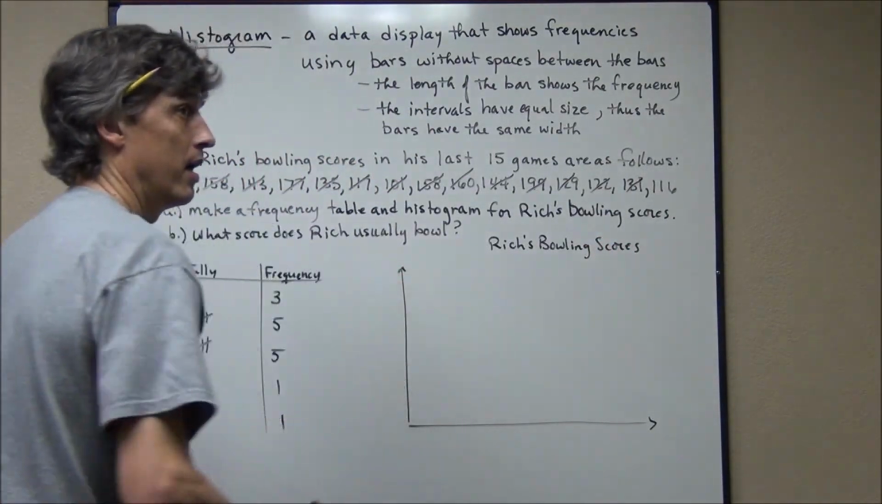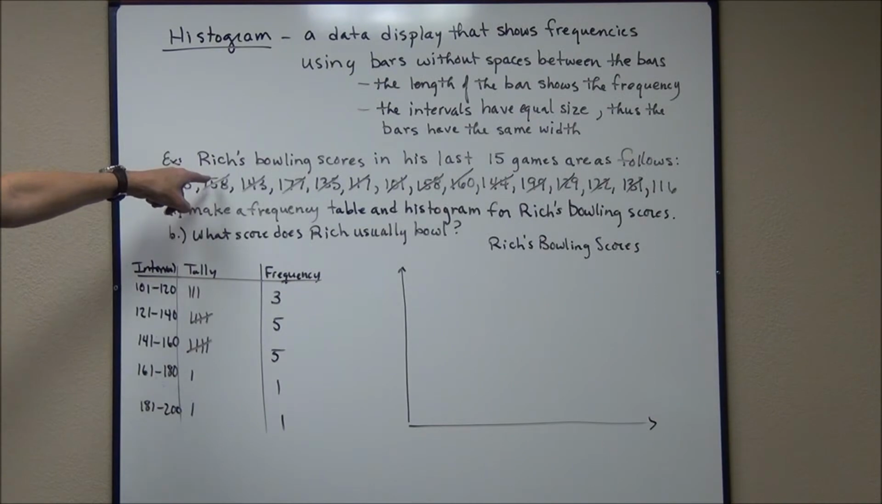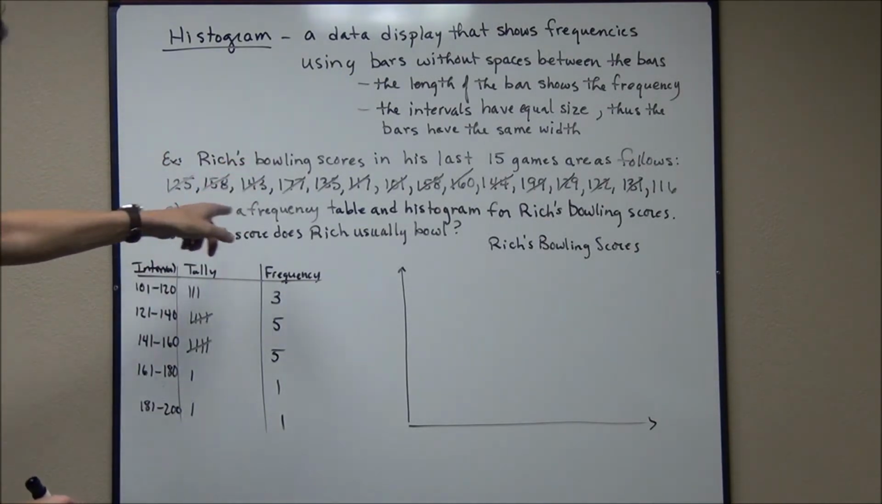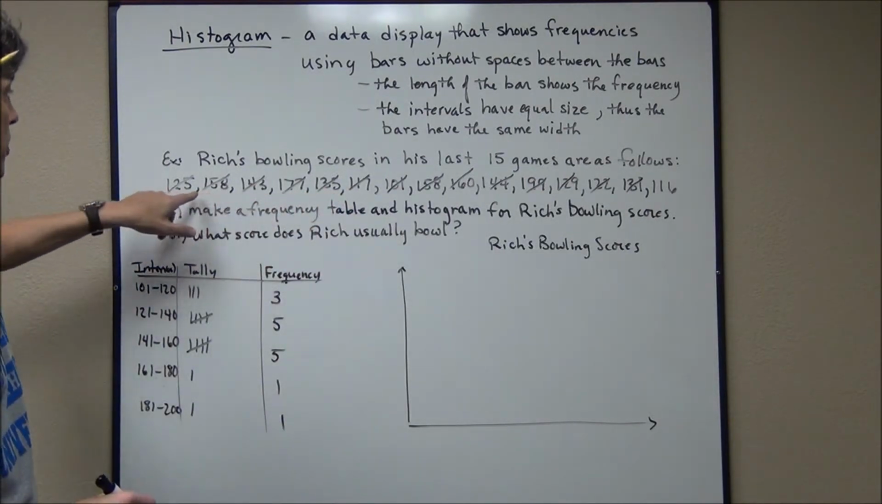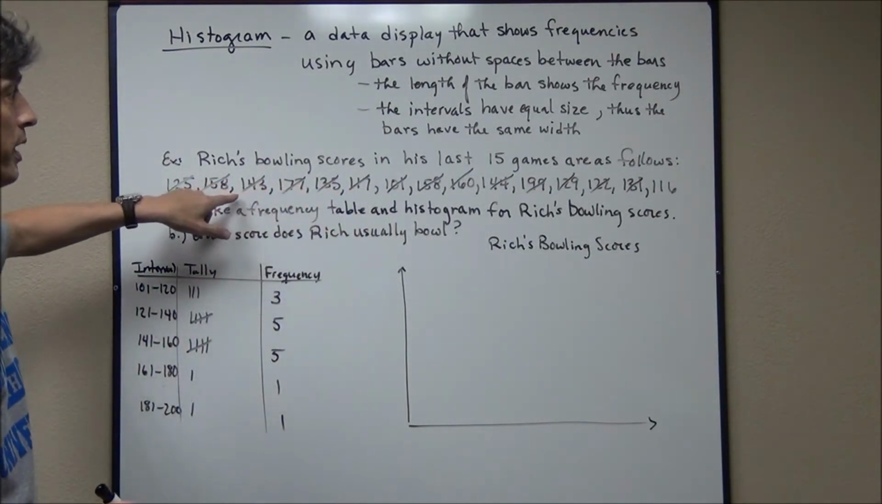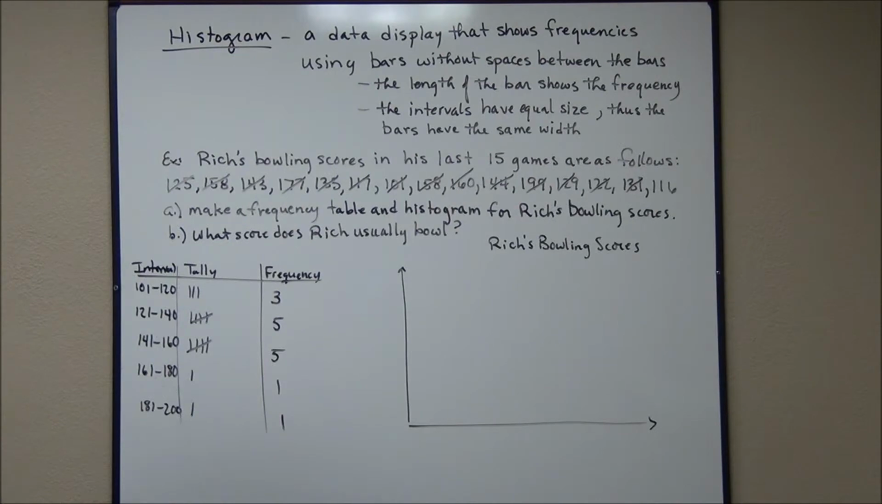Okay. Rich just walked by, and these are his bowling scores. Actually, these are probably his bowling scores when he was 10 years old. He's a much better bowler than that.